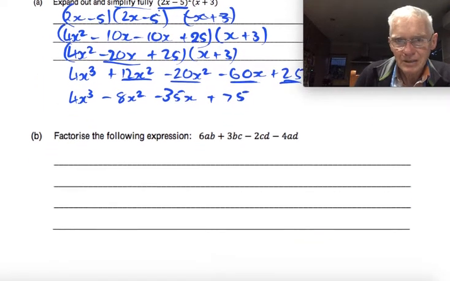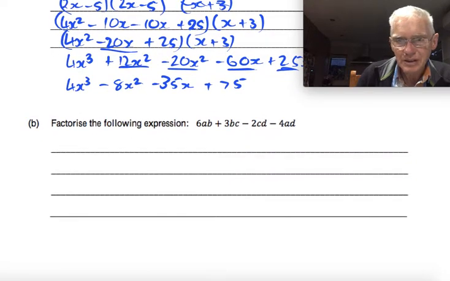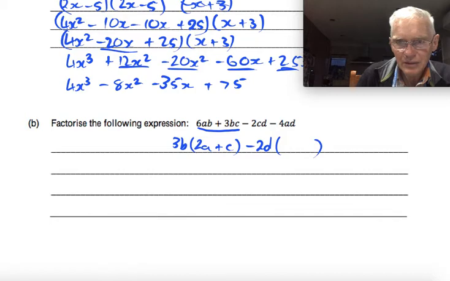Next one, we're going to factorize this expression. Now, just do this in 2 parts. What's the common factor in the first bit? I can see that 3 and b will fit into the first part. So I'm going to go 3b, and I get left with 2a plus c. And then I look at the second bit, and I can see that negative 2 and d will go into both of those, and I get left with c plus 2a, because I've already taken the negative out.